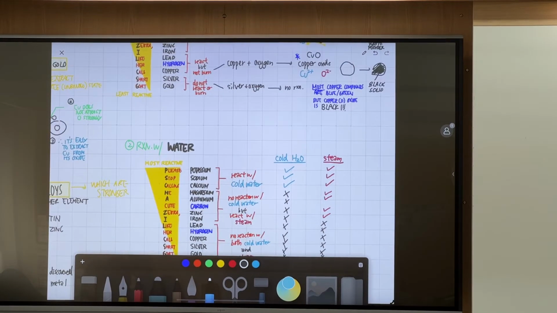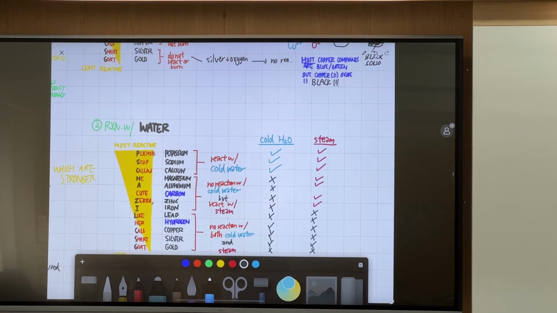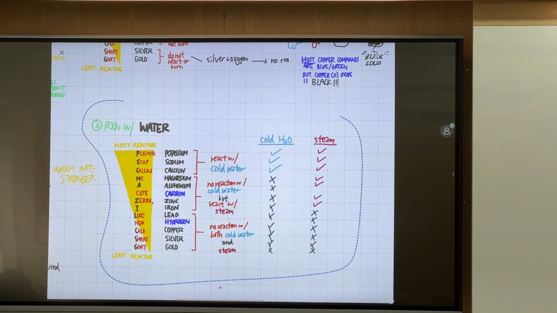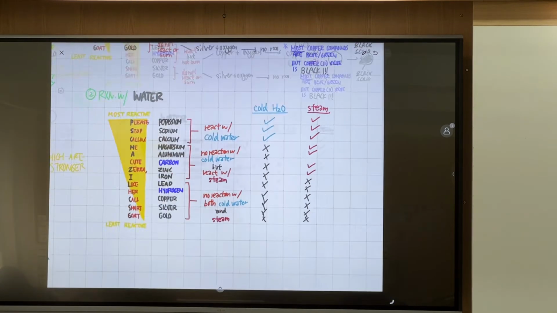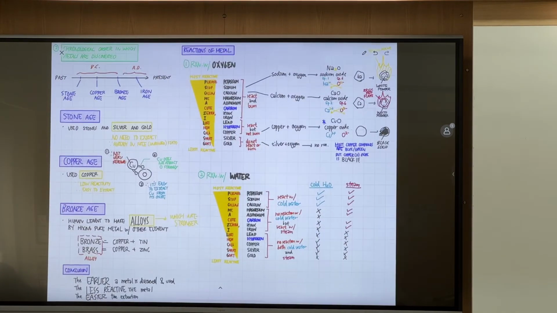Not just with oxygen, you see a kind of trend as you move down the series. You see things would react and burn at first, and then they would just react but not burn, and finally they do not react or burn. You can see a trend in reactivity here. Same for the reaction with oxygen. You also see some kind of a trend in reactivity in this part. And we look at how we can react metal with water and steam on the next page.